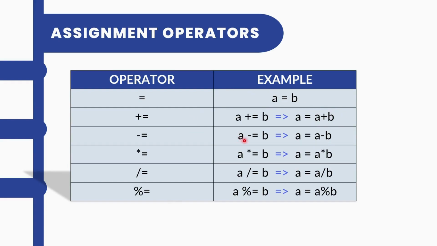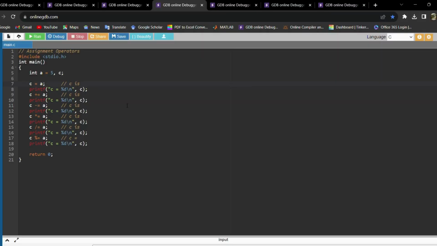The next one, A minus is equal to B, which means A is equal to A minus B. Similarly, applies for multiplication, division and modulus also. Now this is an example for assignment operators. We take one variable A is equal to 5. Now here, first one, C is equal to A, which gives what? A value is stored in C, therefore C is 5.